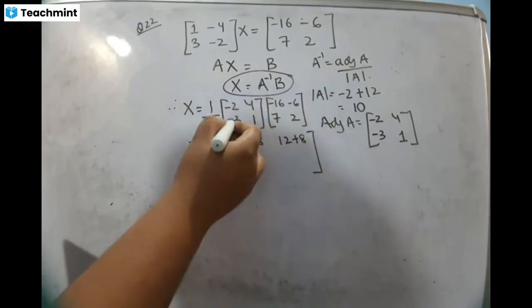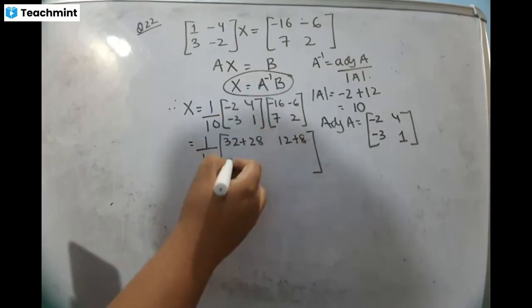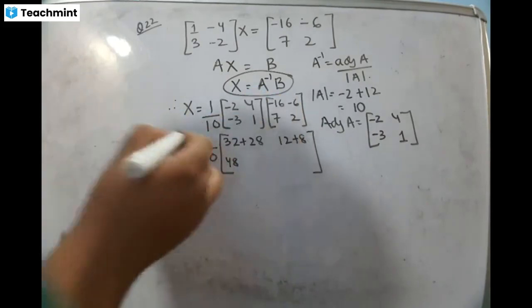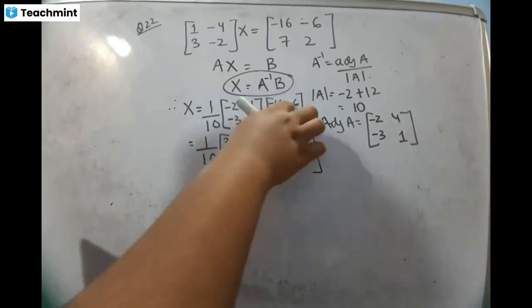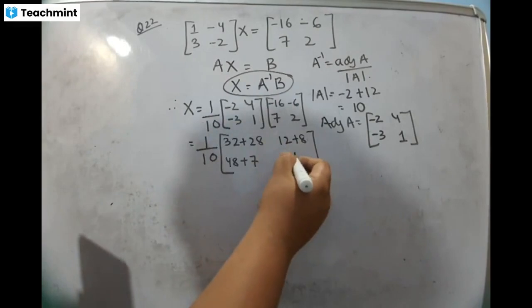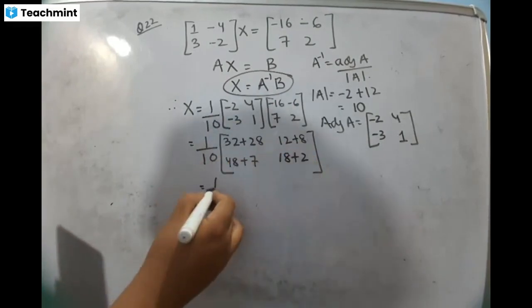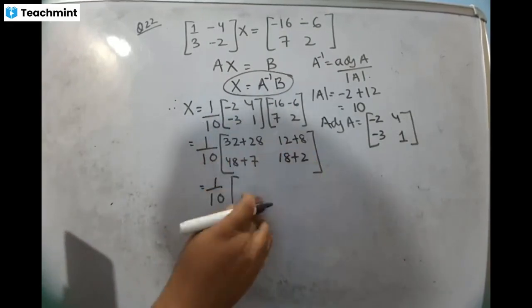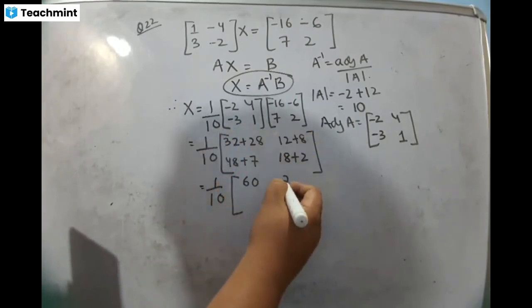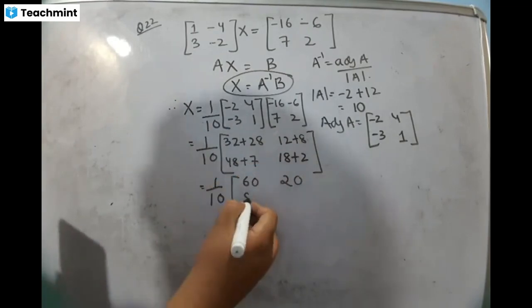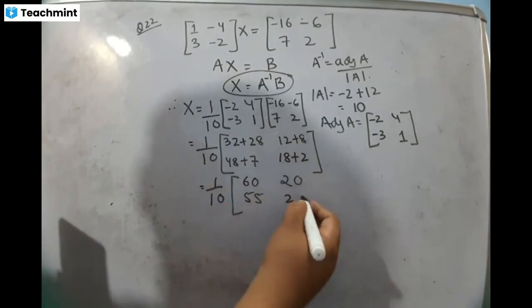Move on to the next. Minus into minus is plus, 16 into 3 is 48. 1 into 7 is 7. Minus 3 into minus 6 will give you 18. Plus 2 ones are 2. So you get 1 by 10 times the matrix. When you add these, you get 60, then 20, then 55, and then 20.